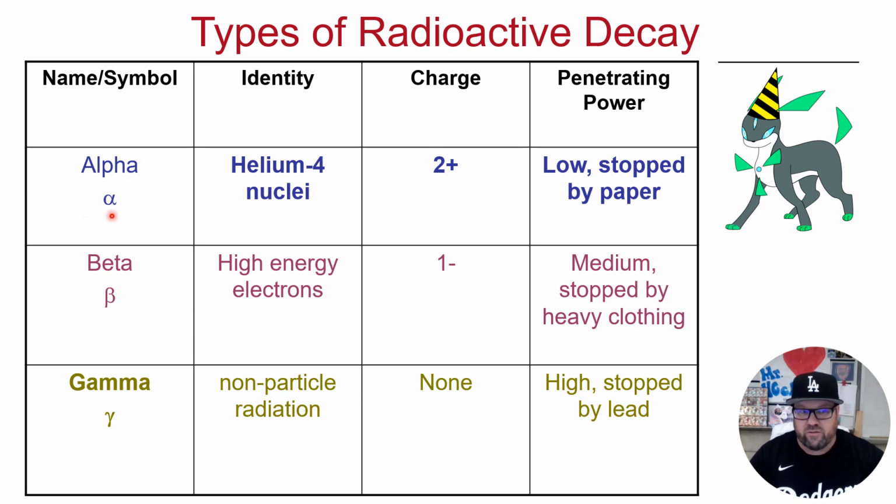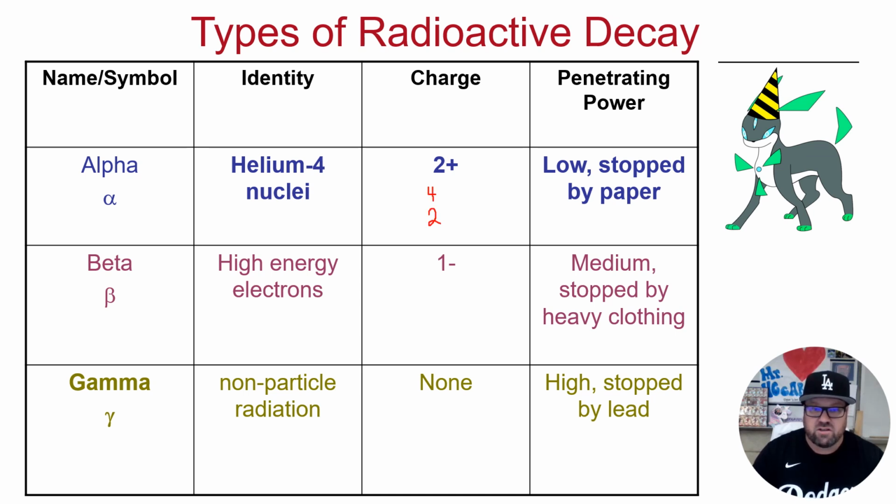The symbol for alpha is the Greek letter alpha, and what alpha really is, is the same size particle as the nucleus of a helium-4 atom. Now, to be very clear, there are no electrons. So this has got a charge of +2.